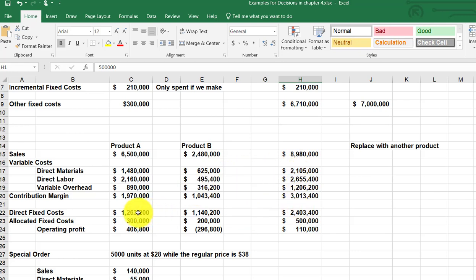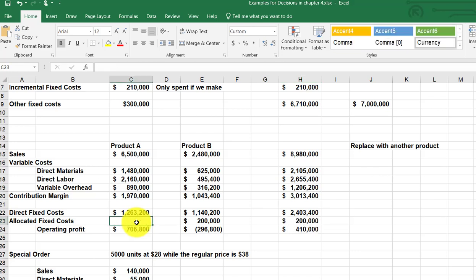We then have the direct fixed costs and allocated fixed costs. Now, what did we say in our discussion earlier? That we really should just get rid of the allocated fixed costs because that hides what's really happening. Those allocated fixed costs are not going to go away. They're not going to be important. They are not relevant to our decision. So getting rid of them makes it clearer that product B has a negative operating profit, because these fixed costs are going to go away if we get rid of product B.